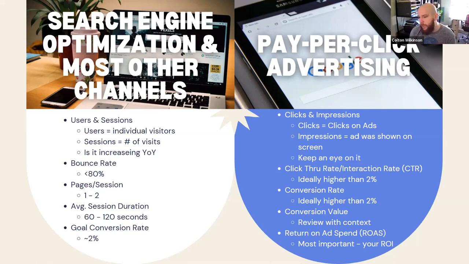Average session duration, this is again the amount of time they're actually spending on the site per session. Again, you want this between 1 and 2 minutes, or 60 to 120 seconds as it's measured. And then your goal conversion rate, if you can get that around 2%, you're in a solid position. Now, keep in mind that this depends on your conversion actions themselves. So when I say 2%, I'm really talking about high value conversion actions.